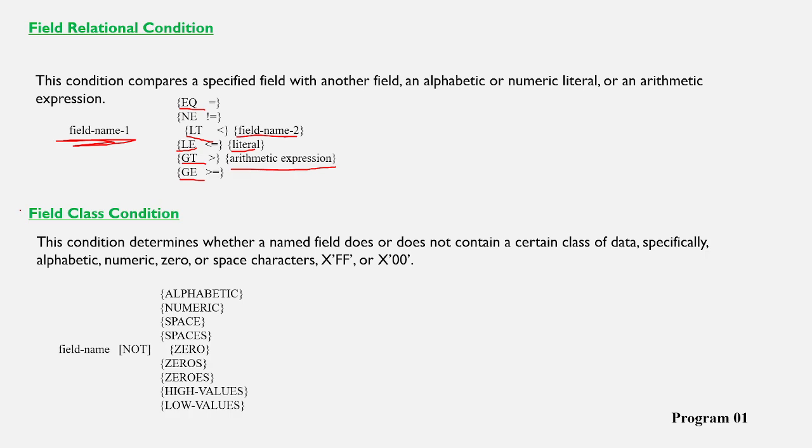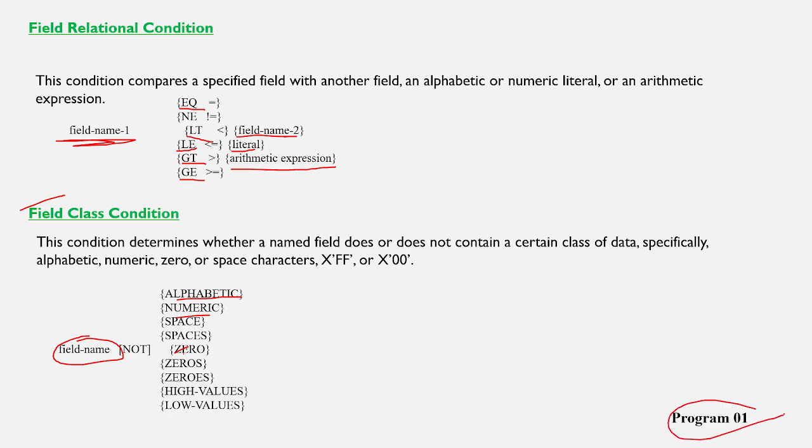And field class condition. What is field class condition? Here we check whether our field name has data that is alphabetic, numeric, space, zero, high value, or low value. We can check these in the case of field class condition.